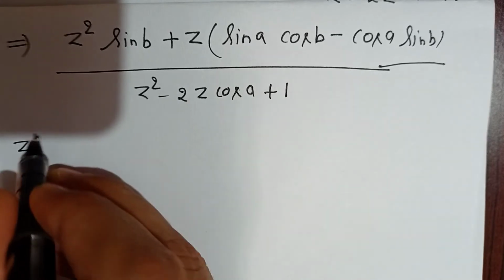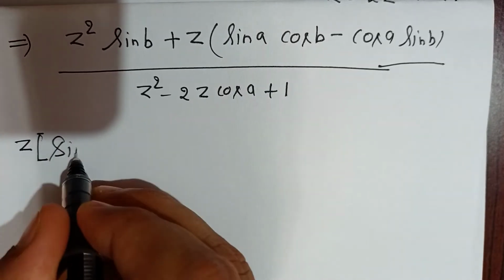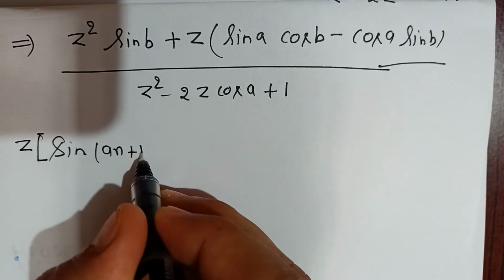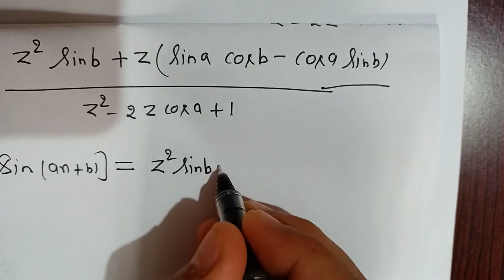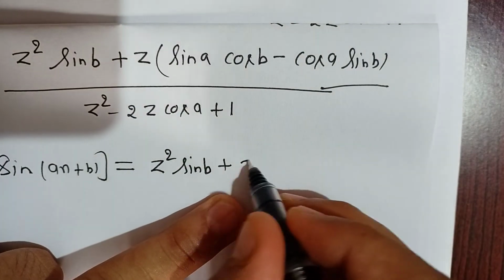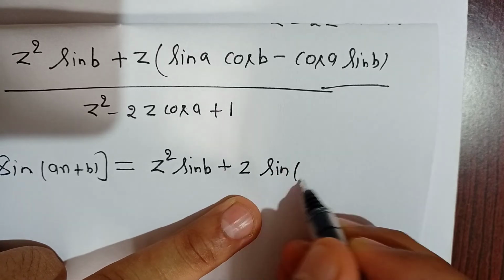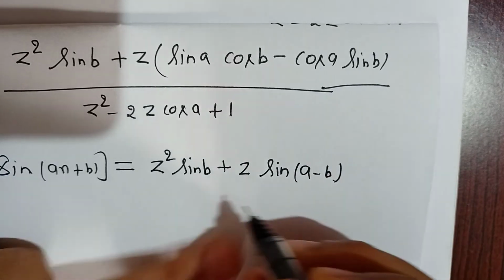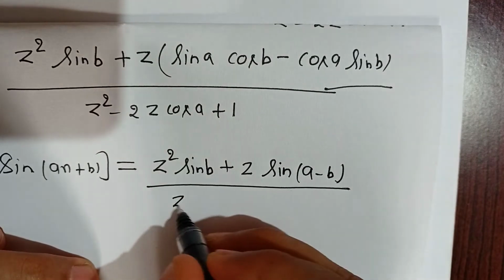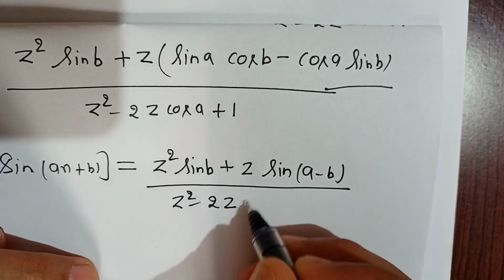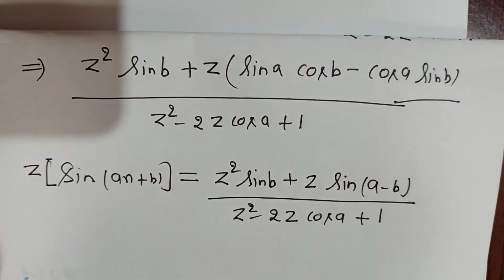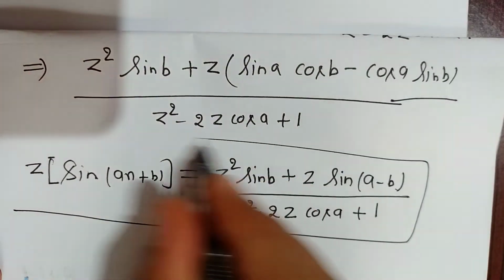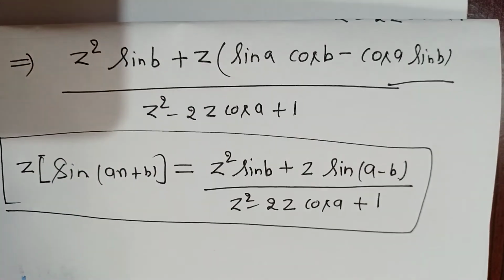So Z transform of sin(an+b) equal to, we get (z² sin b + z sin(a−b)) divided by (z² − 2z cos a + 1). Fine. So this is your Z transform of sin(an+b).